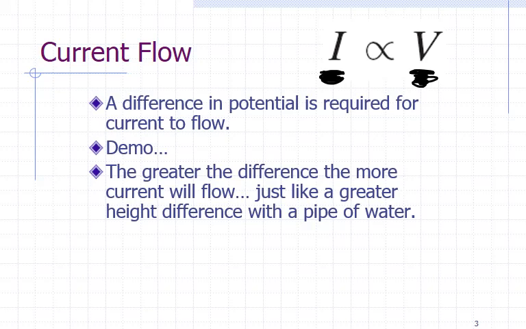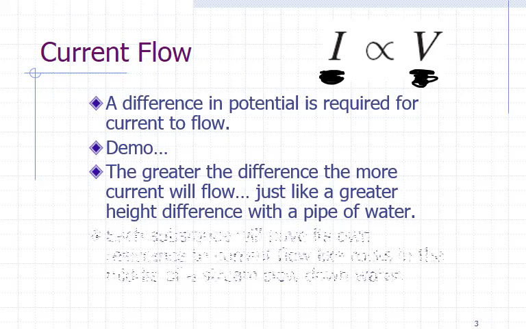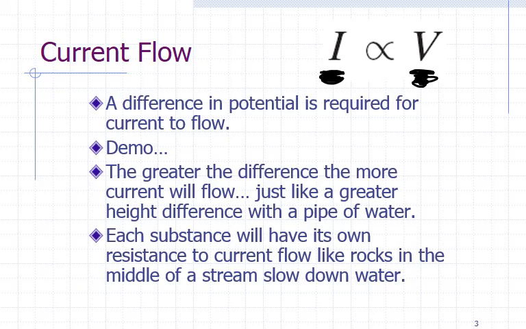It's just like if you had a greater height difference with a pipe and water going through it, you're going to have faster flow. And there's always going to be resistance, right? The current's going to try to go through, but there's going to be resistance trying to hold that current back. That actually has to do with the atomic structure of the substance that it's going through. But again, the voltage is directly proportional to current.